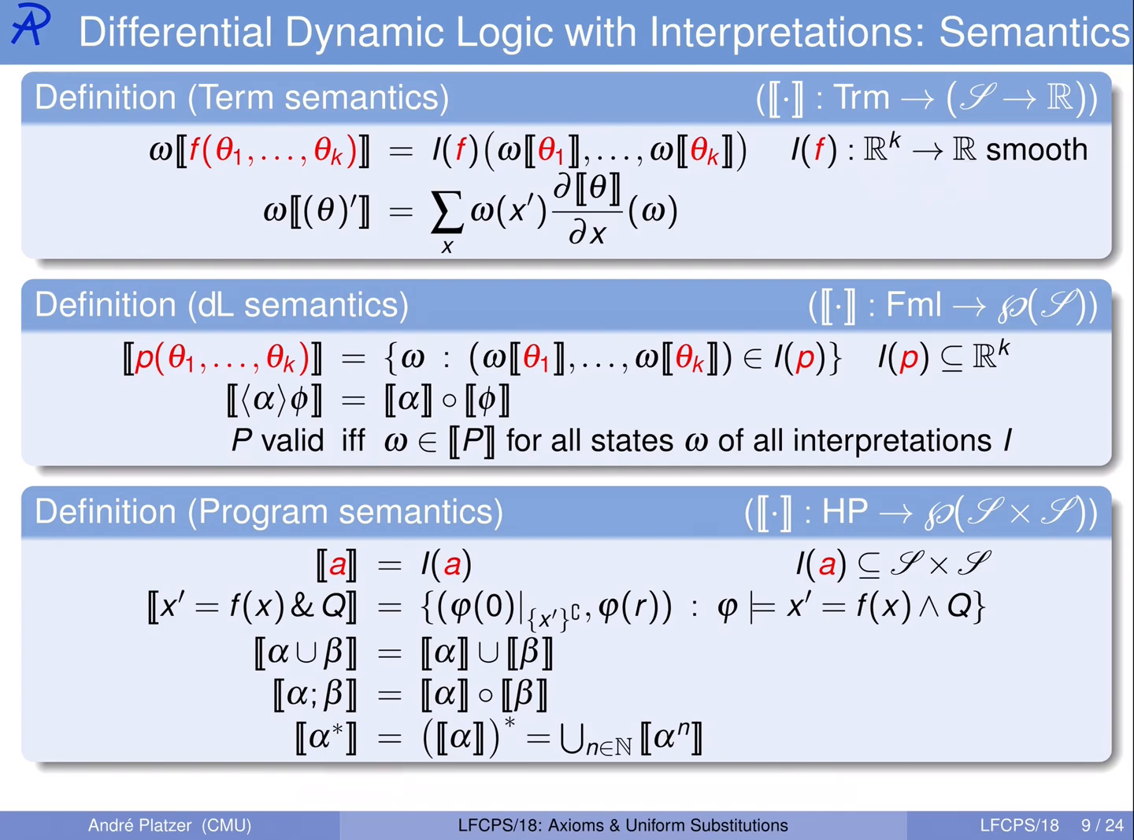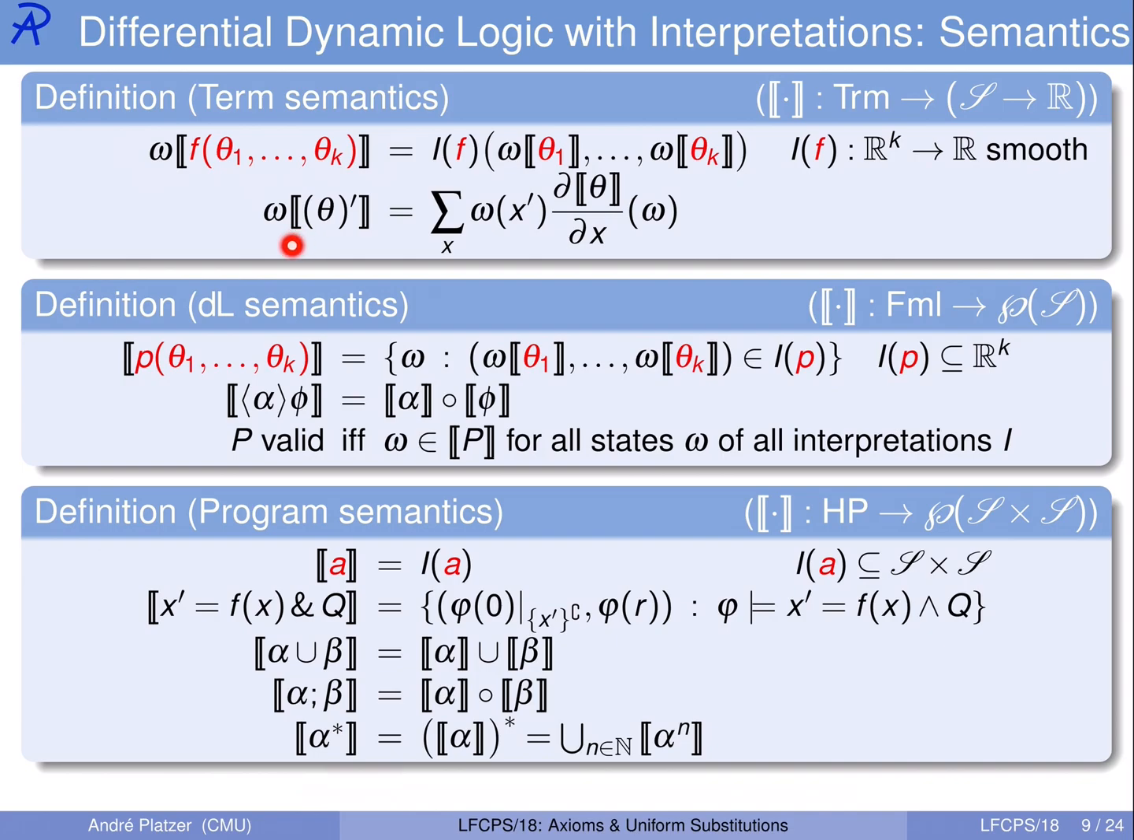And then we can say the value in the state omega of f applied to the argument terms theta 1 through theta k is just: compute the values in the state omega of the various arguments, which will map the terms in the state to concrete real numbers. And then the interpretation of the function can be applied to this k tuple of real numbers and give us back a real number. That will be the meaning of this. Of course, the meaning of other things is unchanged.